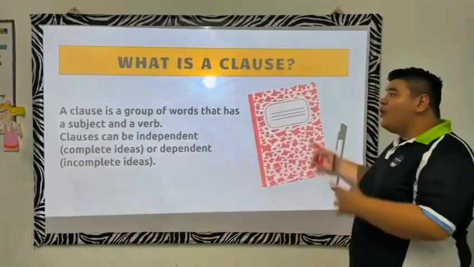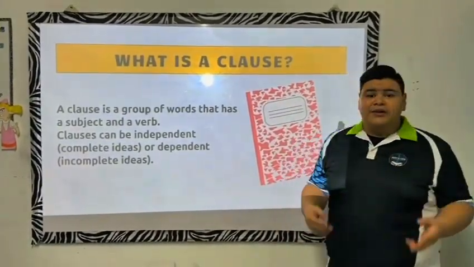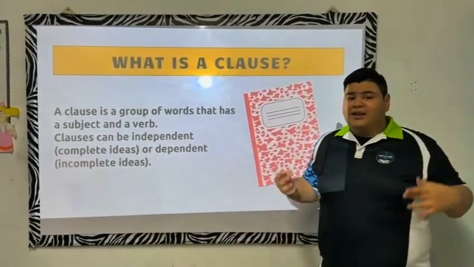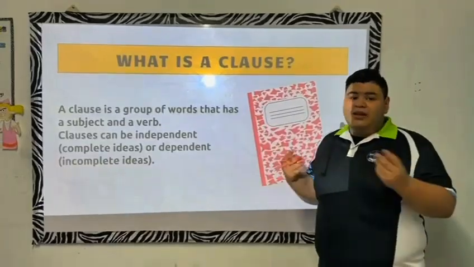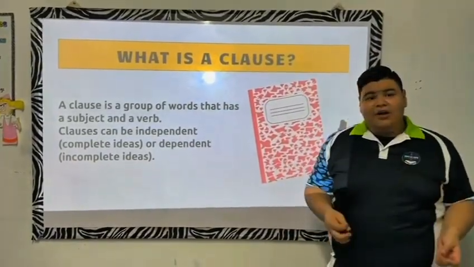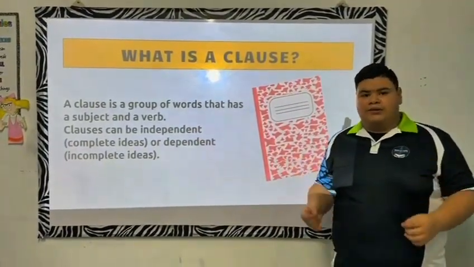First, we need to see what a clause is. A clause is a group of words with a subject and a verb. They can be divided into two types: the independent clauses, which are complete ideas that don't need any help to be completed, and the dependent clauses, which are incomplete ideas that need the help of either a subject or a predicate to be a complete thought.